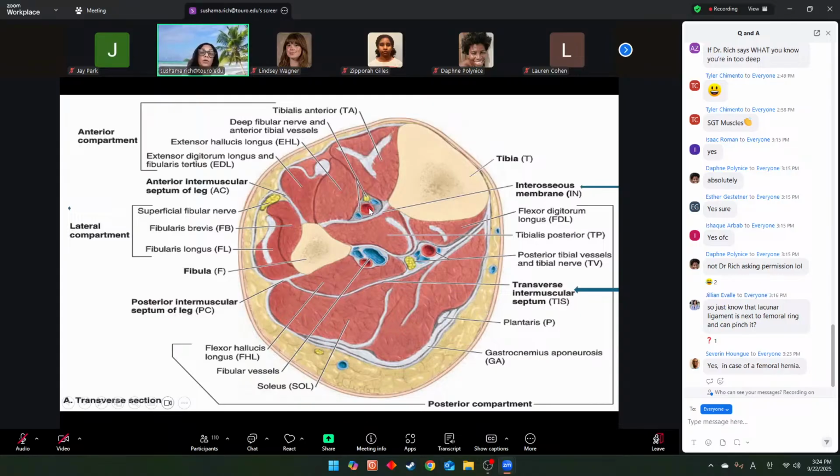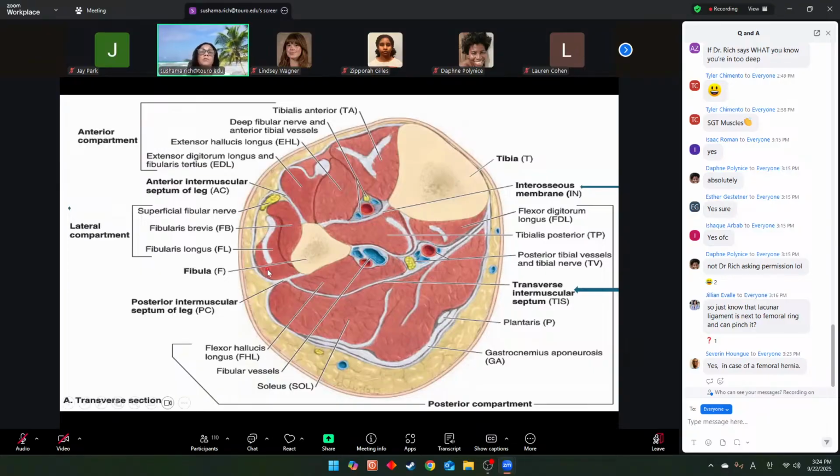Anterior tibial artery, which is coming off from the popliteal artery, right? The popliteal artery will divide into anterior tibial and posterior tibial. We'll look at a picture in a second. This is anterior tibial and deep fibular nerve. So you should know compartments. You should know compartments, what nerve and what artery is in that compartment.